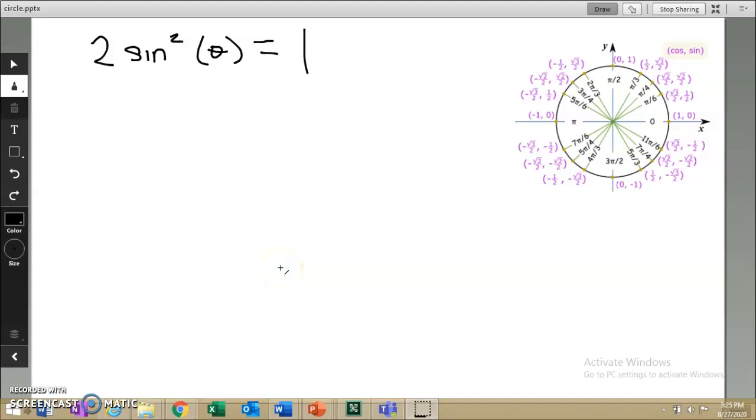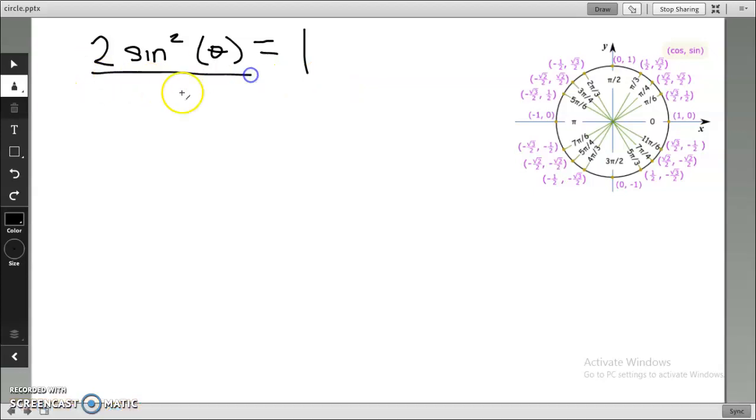Let's take a look at 2 sine squared theta is equal to 1 and try to solve for theta in radians, because that's what I have here on my unit circle, using inverse functions. So the first thing that I want to do is divide both sides by 2 to get my sine squared theta by itself. So I get sine squared theta is equal to 1/2.